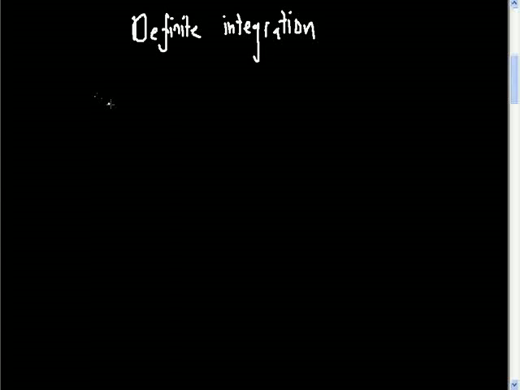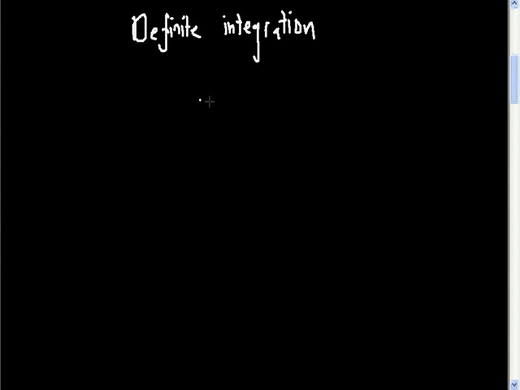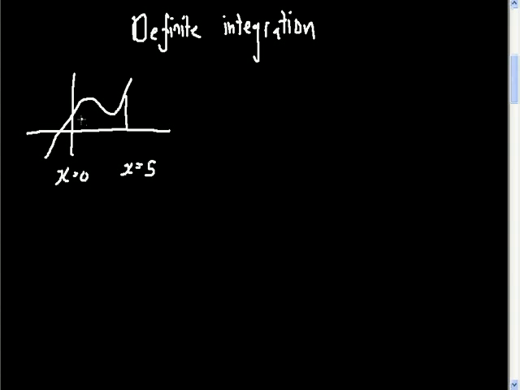Now you're going to learn something new called definite integration. The practical use of definite integration is that you can work out the area between two given points of a graph. So if I had a graph like this, I could work out the area between the x-axis and the graph, from x equal to 0 to x equal to, let's say, 5. That's what definite integration does for you, and we'll see how that works.